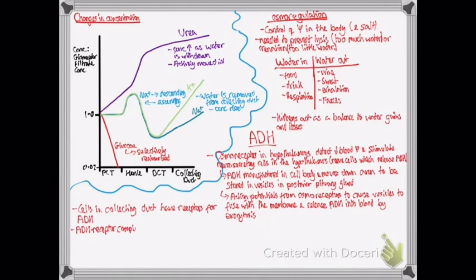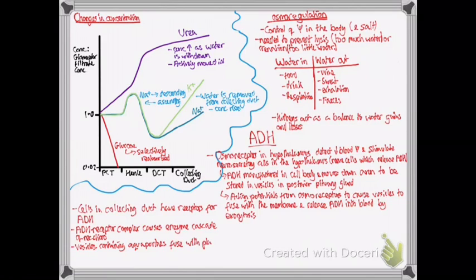So ADH receptor complex, I made up that term, but that's what you'd usually say when a hormone binds with a receptor, you'd call it a complex. So an ADH receptor complex causes enzyme cascades or reactions. So vesicles containing aquaporins fuse with plasma membranes within our collecting duct, increasing the water permeability of the collecting duct.